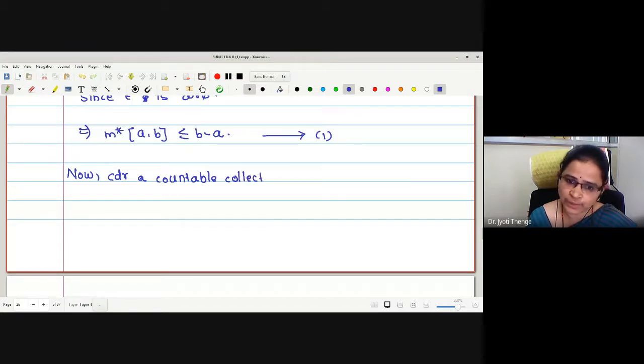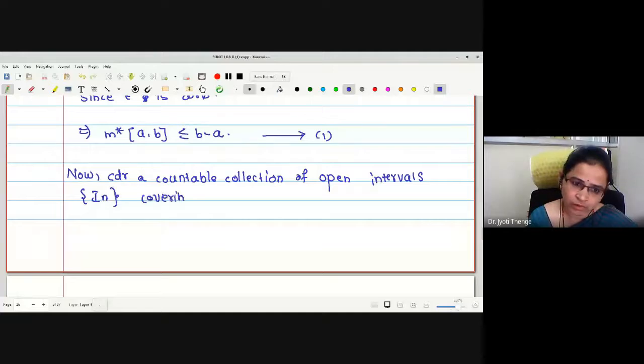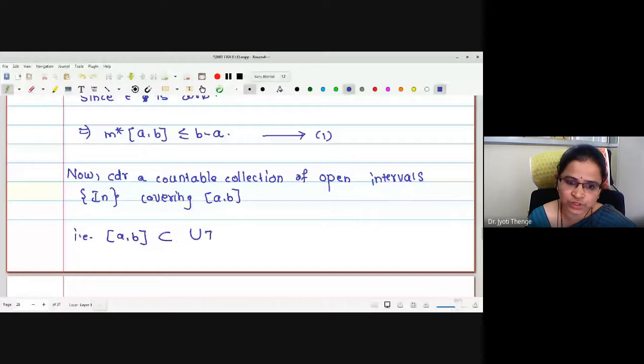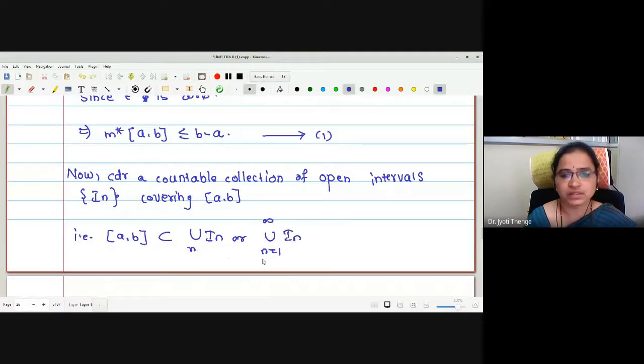Now, whether such a countable collection exists or not. Countable collection of open intervals I_n covering the closed interval [a, b]. Right now, what kind of covering were we considering? The closed interval [a, b] is contained in the union of I_n, n equals 1 to infinity. This is what our countable collection actually is.